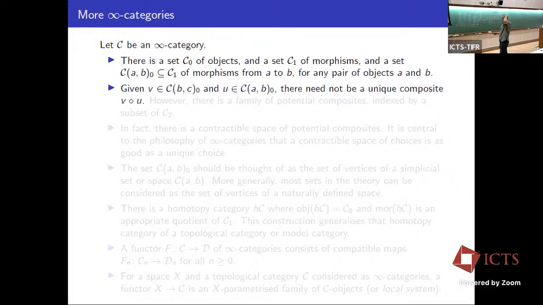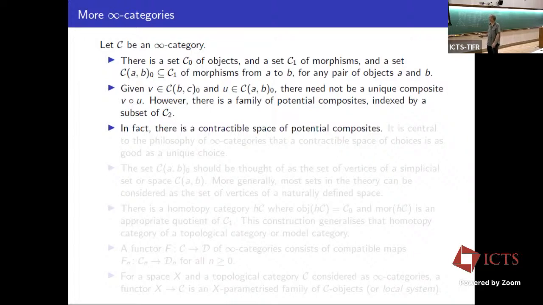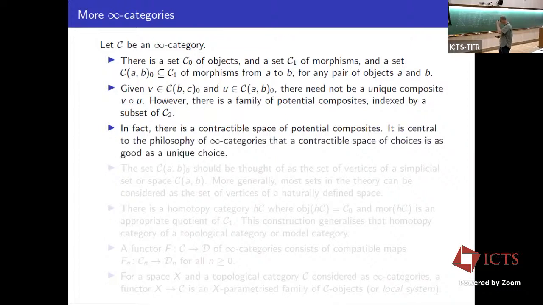And like in the path category example, there isn't a well-defined composite. Given a pair of apparently composable morphisms, there's not a unique composite, but there's a family of potential composites which are indexed by a certain subset of C2. In the first instance, you think of this as being a set, but there's a way to enrich it and think about there being actually a space of potential composites. And this is the way that most of these things happen in infinity category theory.